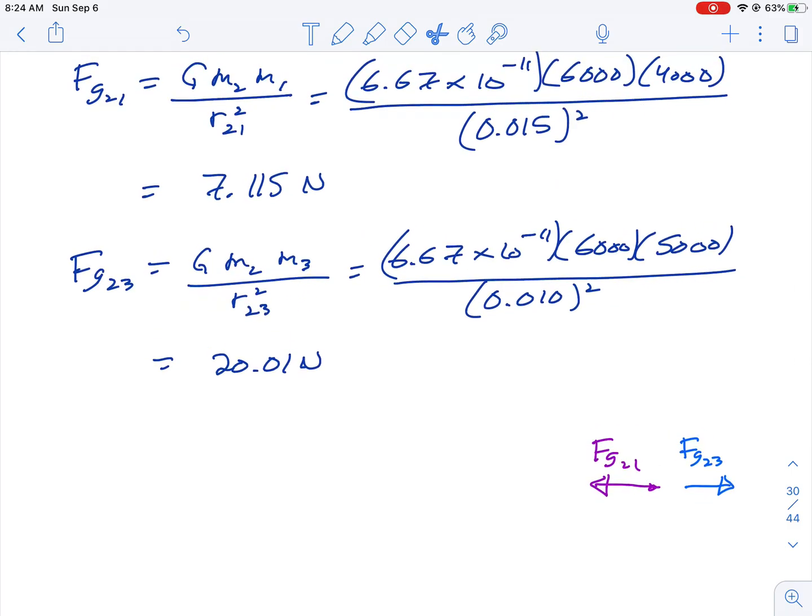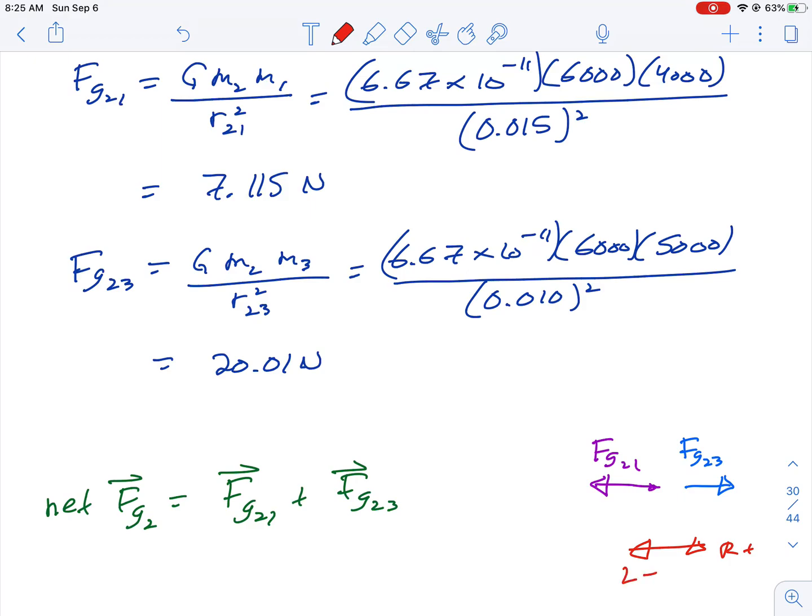Let's now find the sum. So I'll do a different color here. So what I'm looking for here is the net Fg on 2, which technically speaking is Fg21 plus Fg23 as a vector sum. So you notice there's arrows on the top. Can you see this is one-dimensional? We'll need to have a reference system for this. Let's say we choose to the right is positive and to the left is negative.